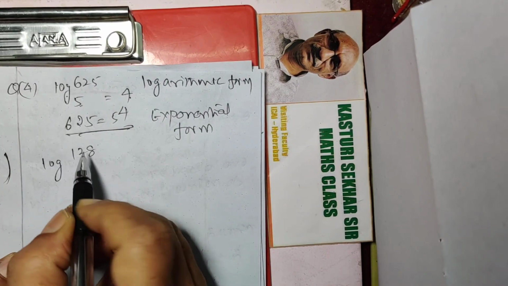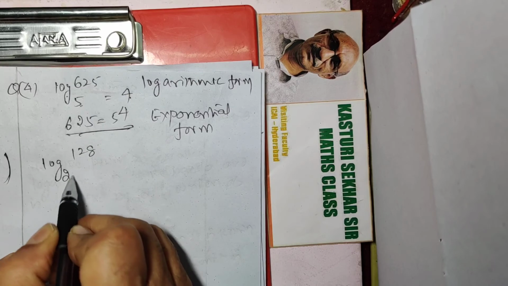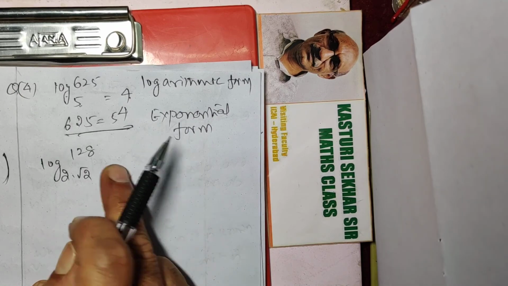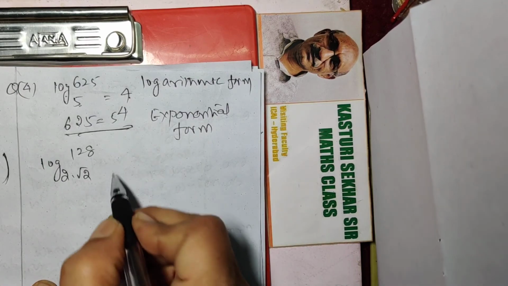Log 128 to the base 2 root 2. You have to simplify this. Right hand side nothing is given. You have to simplify this.